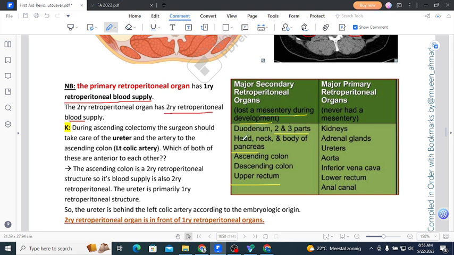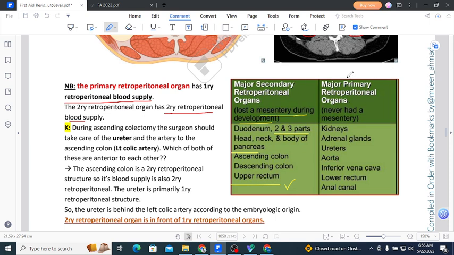Then the pancreas was intraperitoneal, but as development went on, the head, neck, and body of the pancreas became retroperitoneal. The same is true for the colon. The ascending and descending colon become secondarily retroperitoneal, while the transverse colon remains intraperitoneal. And the upper rectum is secondarily retroperitoneal, while the lower rectum is intraperitoneal.